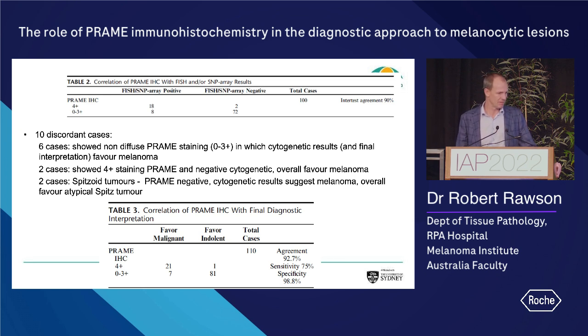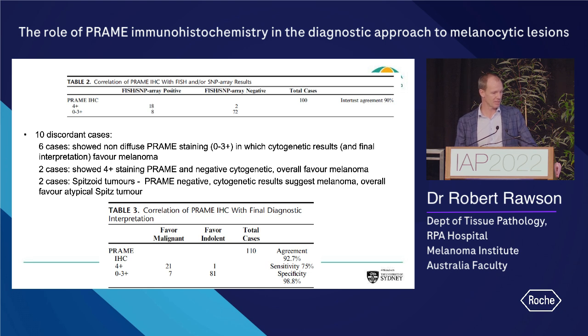And as you can see from the top table, this is comparing the two, split out from 4 plus PRAME and less than 4 plus PRAME. As you can see in the top line, when FISH was negative, only very few cases showed PRAME diffuse staining. Conversely, when there were cytogenetic positive results indicating possible melanoma, there was less discordance in that category. The majority of cases, as I mentioned, were cytogenetic positive results where there was non-diffuse staining. There were occasional cases with diffuse staining with PRAME and negative cytogenetic results, but the overall interpretation of the lesion was still that of a melanoma.